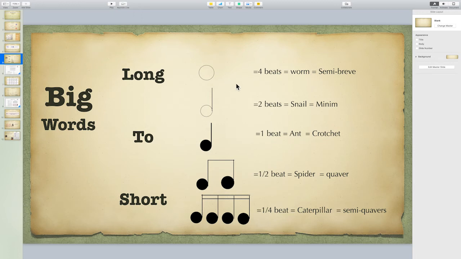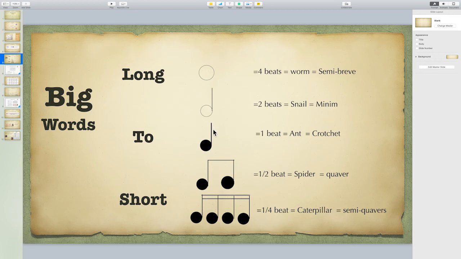Worm. So it's a really long note. So I thought of that because a worm's long, isn't it? It sort of slides along. Well, that note kind of slides along. So these are snail, snail, snail. And these are our old favourites.